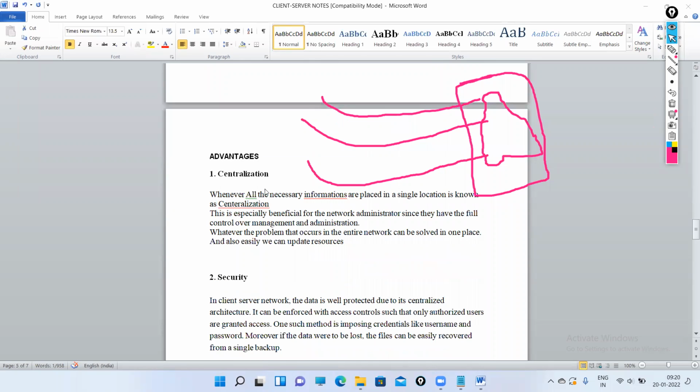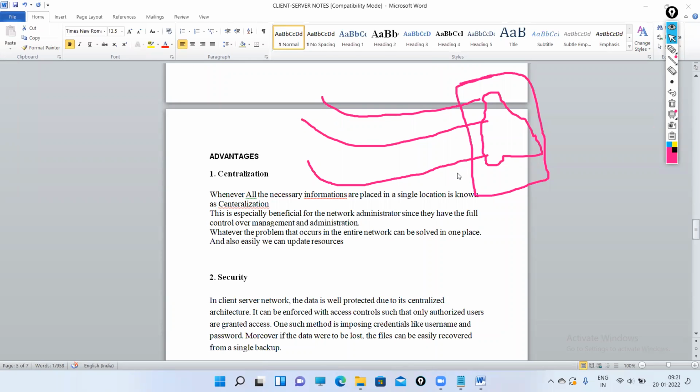Now, what is the advantage of centralization? All data is available in one place only. Easily we can update all information at a time. If any problem occurred, we can solve it in one place only. Based on centralization, we have two advantages. The first advantage is that we can easily update all resources at a time. Why? Because all are available in one place only. That's why we can update all at a time.